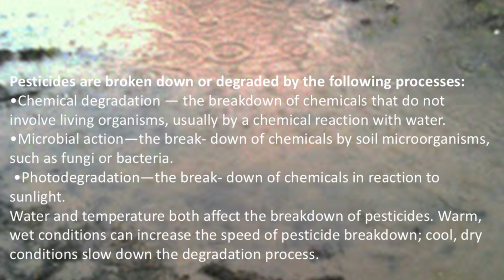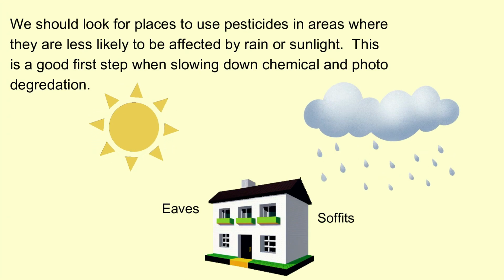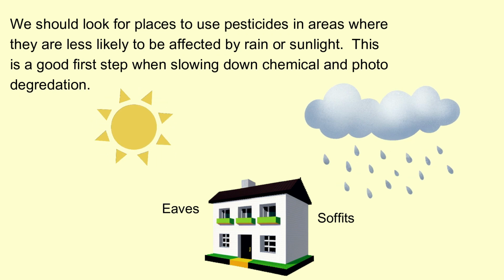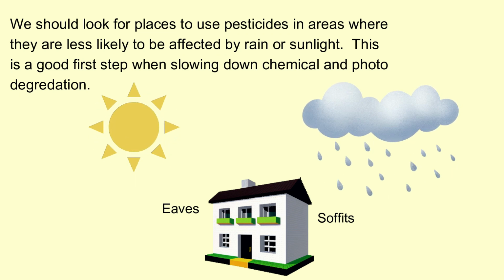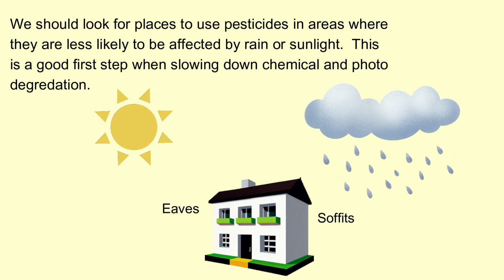Water and temperature both affect the breakdown of pesticides. Warm, wet conditions can increase the speed of pesticide breakdown. Cool, dry conditions slow down the degradation process. We should look for places to use pesticides in areas where they are less likely to be affected by rain or sunlight.